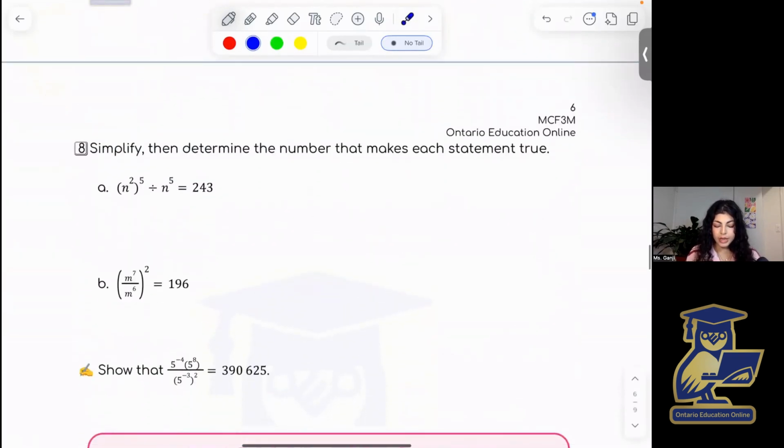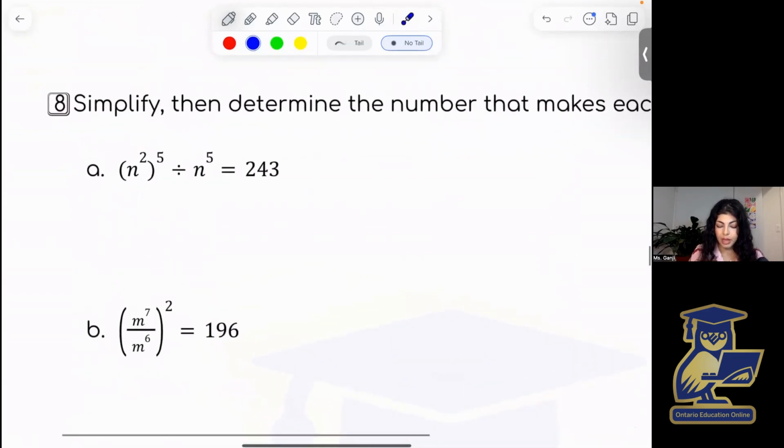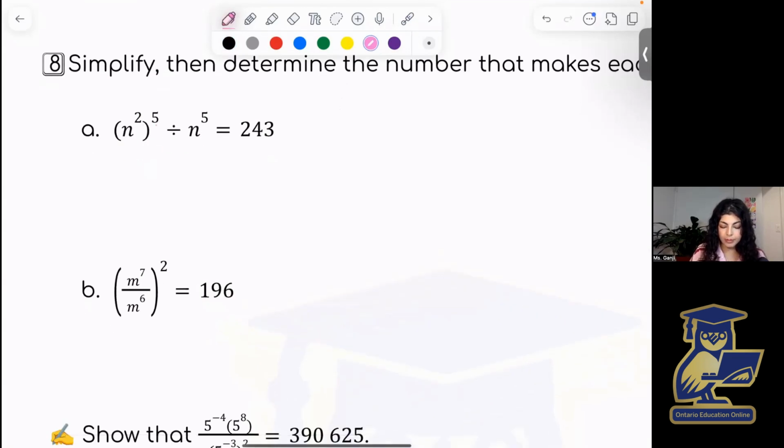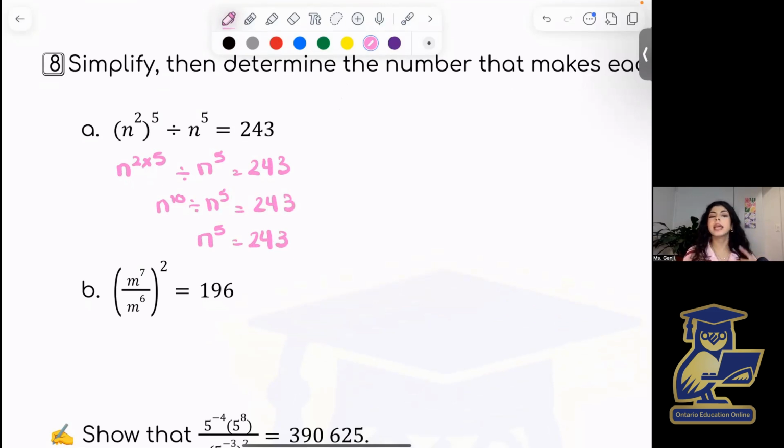Now, our next example: we want to simplify and find a value for n that will make the statement true. First we start by simplifying. So n to the power of 2, all to the power of 5, is going to be n to the power of 2 times 5. Now here, this will be n to the power of 10 divided by n to the power of 5. And then this is just n to the power of 5 because we're subtracting.